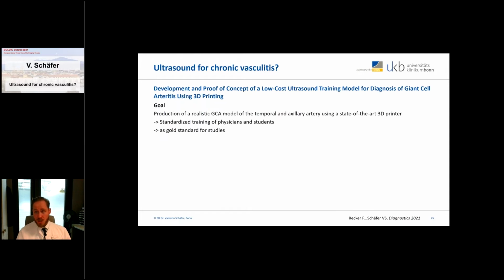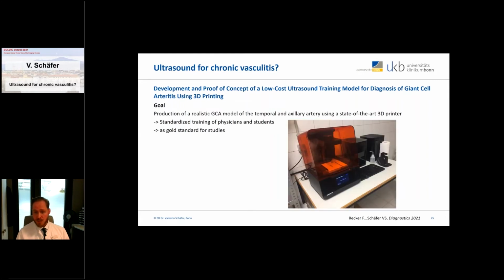And now I just want to show you something new, which is a 3D printed ultrasound model of giant cell arteritis. Our goal is to print an artery with a modern 3D printer, the most modern 3D printer there is at the moment on the market. It uses stereolithography in order to have a gold standard for trials, and of course to teach doctors, physicians, and also medical students, why not, because we don't always have enough patients with very good disease to observe in ultrasound.